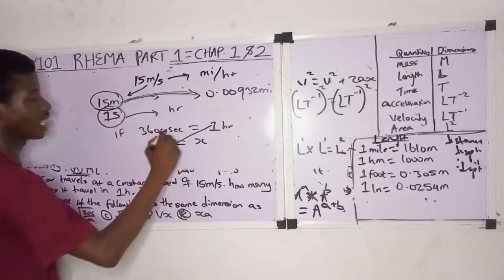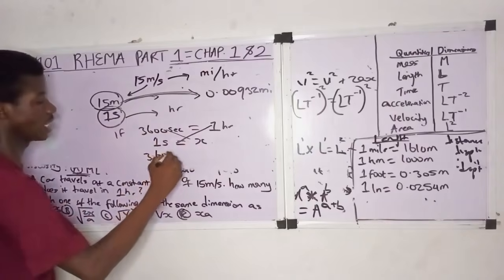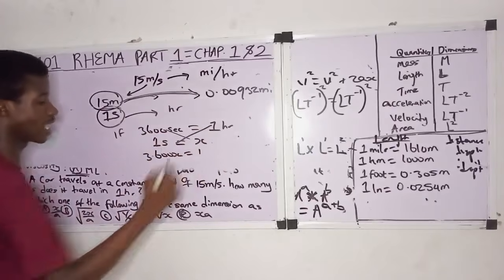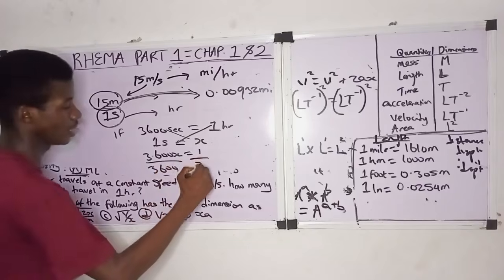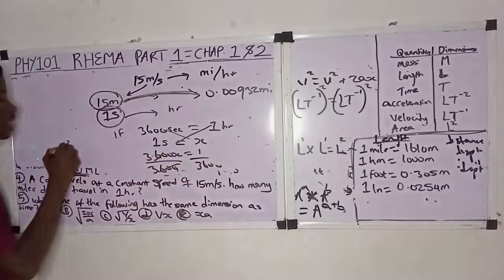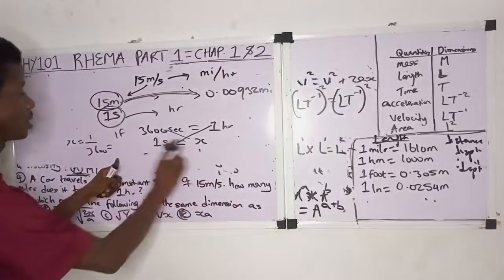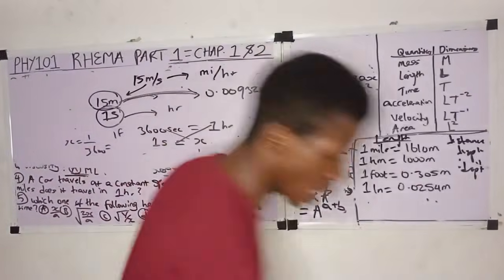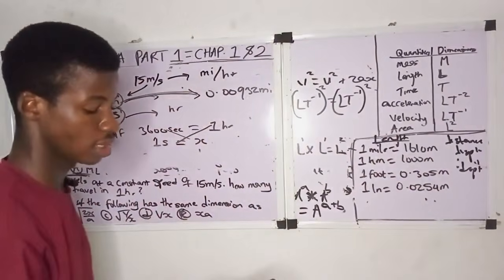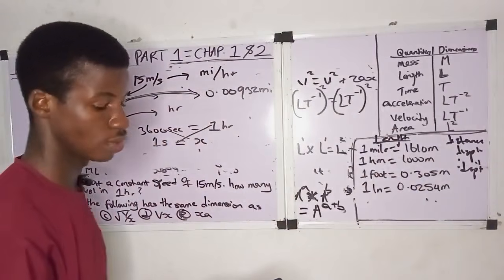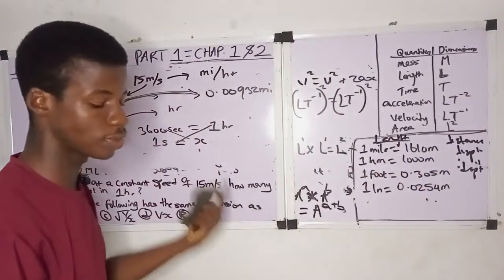So what I'm going to do, cross multiply, right? 3600 multiplied by x gives us 3600x. 1 times 1 will give us 1, right? Now we're looking for x, right? Divide both sides by 3600. So this one will cancel this. So x now equals 1 divided by 3600. So 1 divided by 3600 gives us 0.0002777, okay, so I approximate.